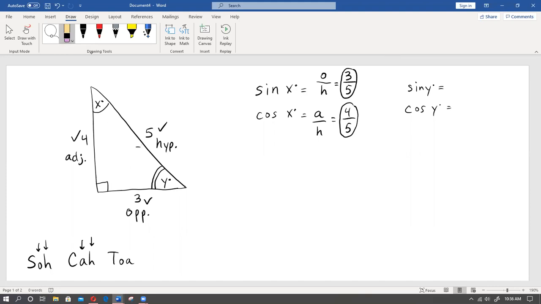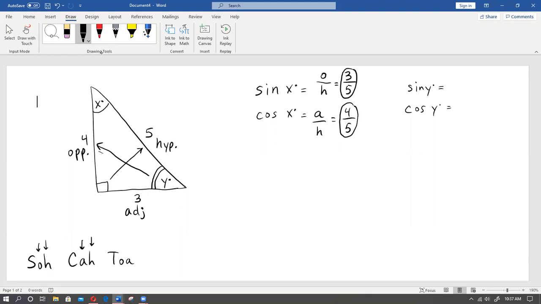Okay. Now let's do the same thing for Y. If we do it as Y being the reference angle, we have to change which one is opposite. So if we use Y as the angle, opposite is now 4, right? Because 4 is across from Y. And the adjacent is now 3. And the hypotenuse is still the same.